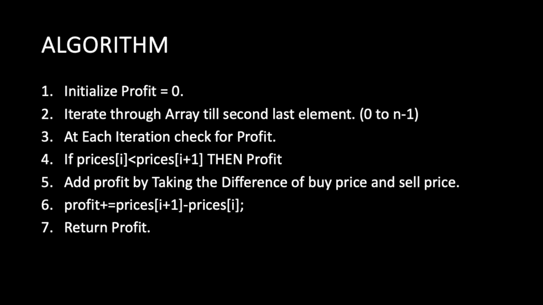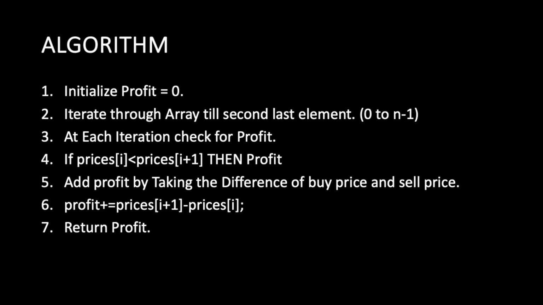Now let's read the algorithm. We will initialize the profit as 0. Then we will iterate through the price array till the second last element. At each iteration we will check for profit. How do we check for profit? If the price of the stock is less on the previous day and it has increased on the next day, that means there is a profit. That means the graph has gone up. If there is a profit, then we will buy the stock and sell at profit. So the profit will be prices of i plus 1 minus prices of i, that is the difference between the prices, and at the end we will return the profit.